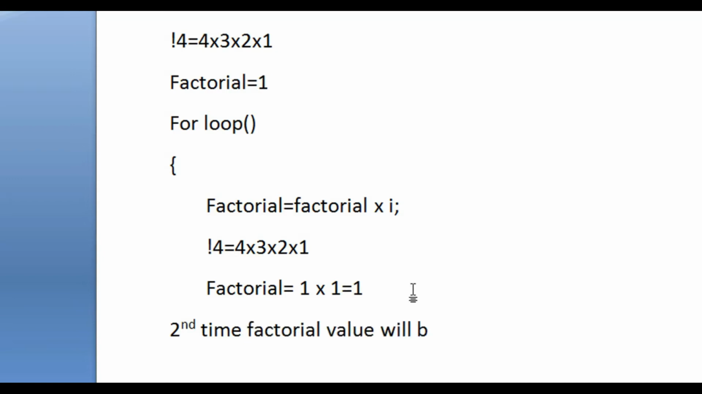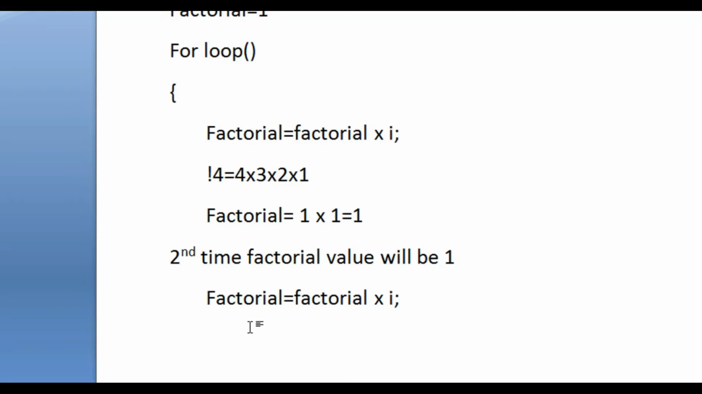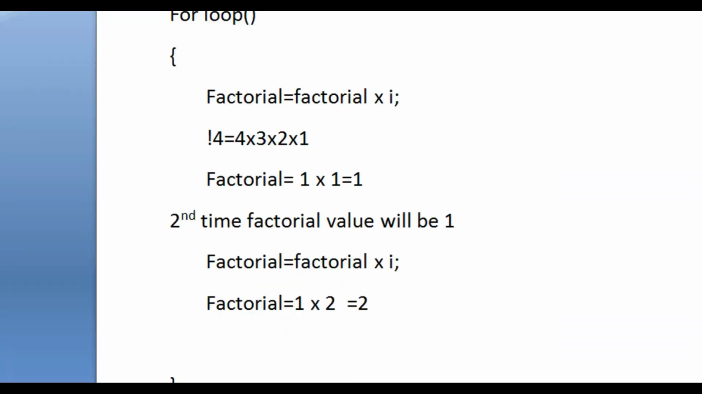Now the second time the factorial value will be 1. Okay. Now factorial is equal to factorial multiplied by I. So what is the value of factorial? See, the last value of factorial is 1, and multiply by I. What is the value of I? It is 2, and 1 times 2 is 2. So now in our third time our factorial value will be 2.